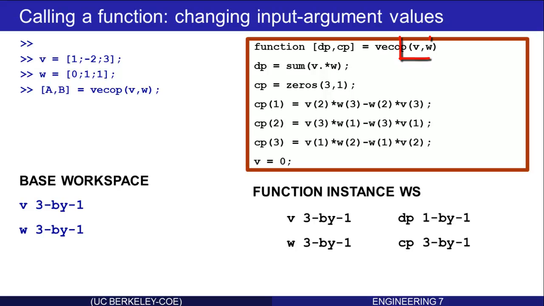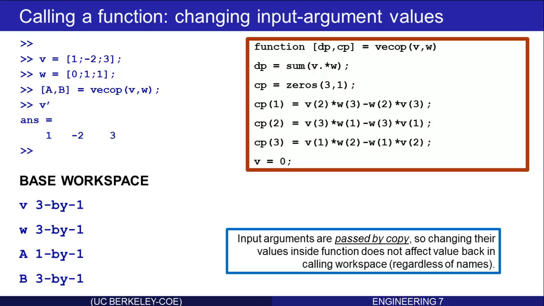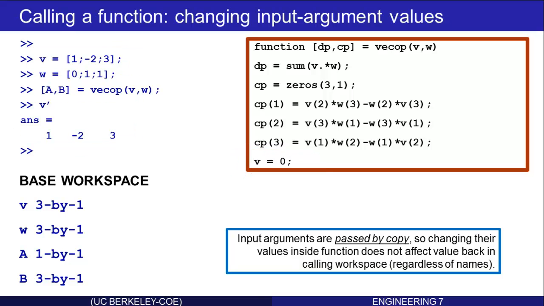Here's an extra line. v is overwritten and set to the scalar 0. In the function instance workspace, it changes to a 1 by 1, and now the function exits, returning control to the base workspace. When we do that, what is the value of v back here? Well, it still is the vector 1, negative 2, 3. So the message is that input arguments are passed by copy. So changing their values inside a function does not affect the value back in the calling workspace, regardless of the names.